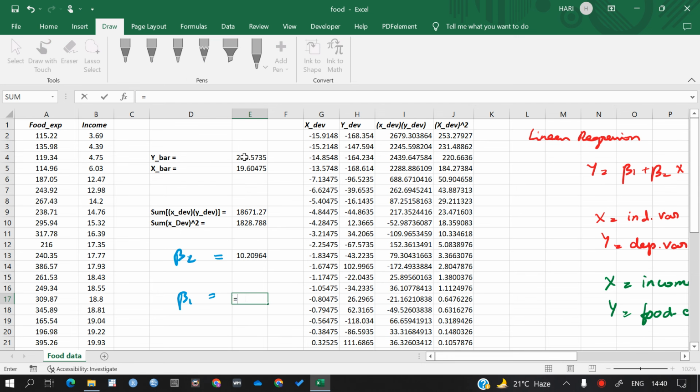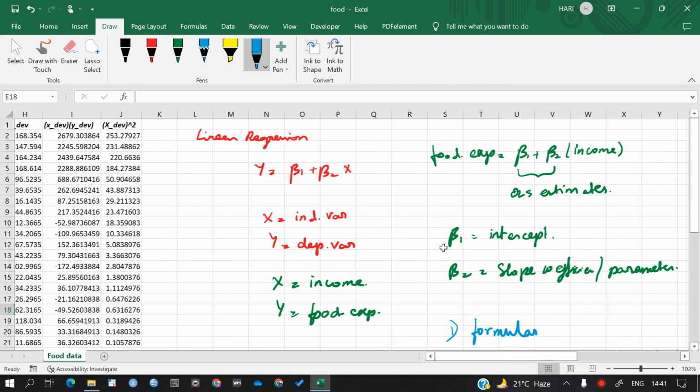Y bar, that is 283.57 minus beta 2, 10.209, into x bar, 19.60475. So this we will get the value of beta 1, that is the intercept term. Beta 2 is the slope coefficient.